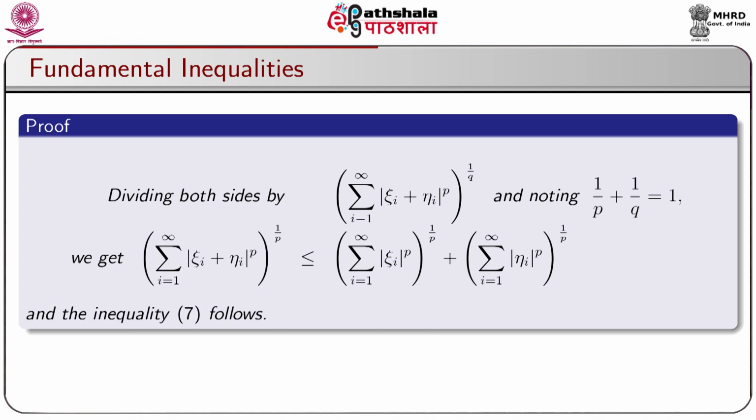Dividing both sides by (Σ_{i=1}^∞ |ξ_i + η_i|^p)^{1/q}, and noting the fact that 1/p + 1/q = 1, we get (Σ_{i=1}^∞ |ξ_i + η_i|^p)^{1/p} is less than or equal to (Σ_{i=1}^∞ |ξ_i|^p)^{1/p} + (Σ_{i=1}^∞ |η_i|^p)^{1/p}. And therefore, the inequality 7 follows.